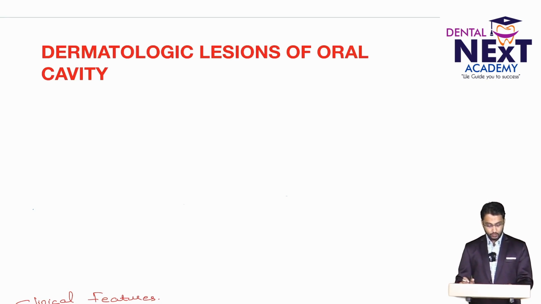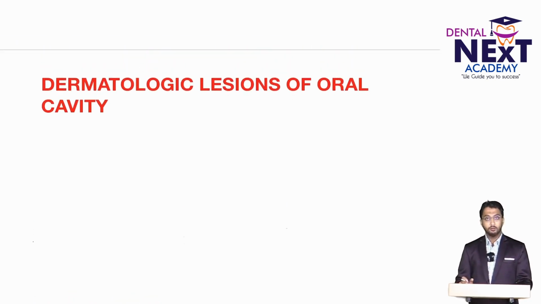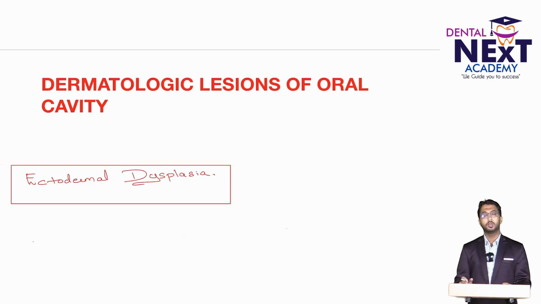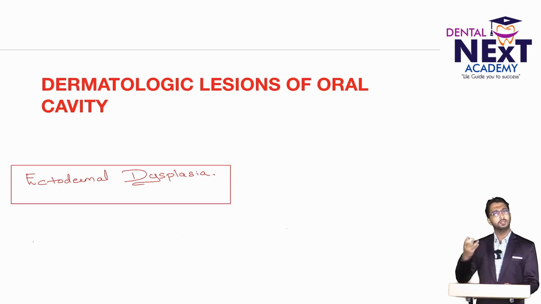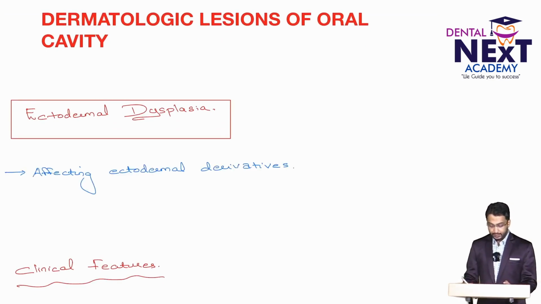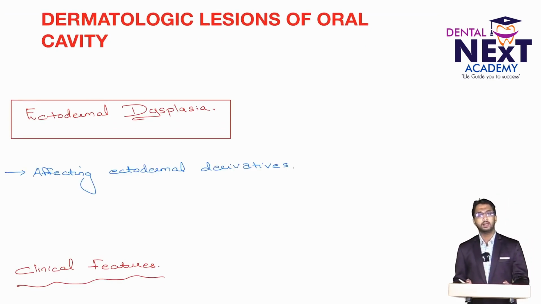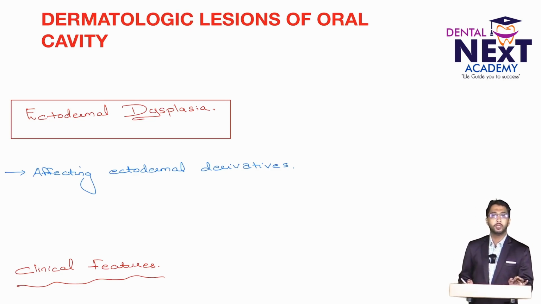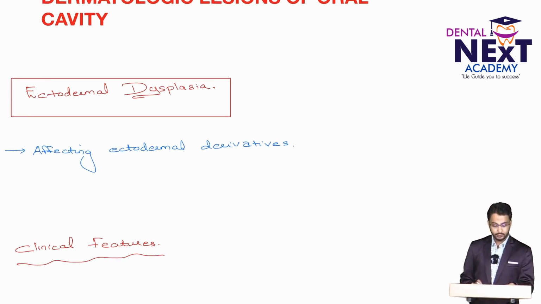Fine. So the first dermatological lesion we are going to discuss is ectodermal dysplasia. The name itself says the ectoderm is dysplastic, affecting the ectodermal derivatives. In anatomy, you would have studied ectoderm, mesoderm and endoderm, and you would have studied ectodermal derivatives also, what all structures come from ectoderm. So these structures are affected. You will see nails, skin, the salivary glands, the sweat glands. These are the structures which get affected here.